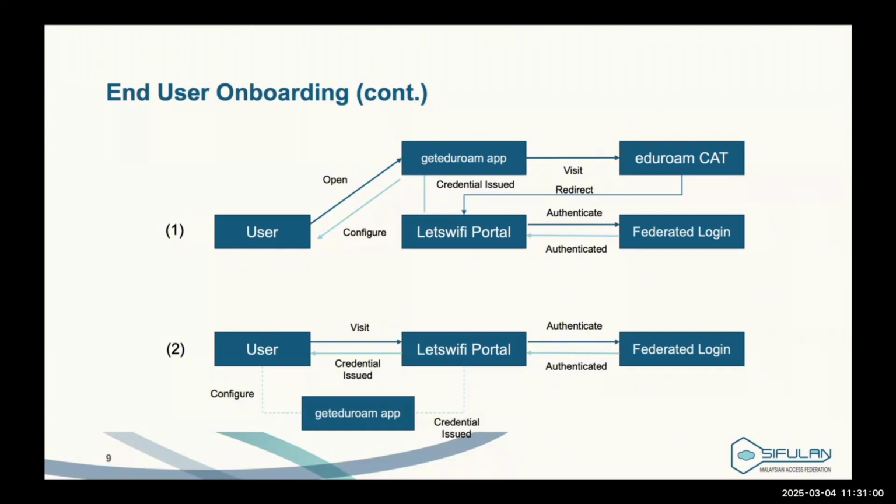Once the user is authenticated, the Let's Wi-Fi portal will issue the credential to the Get Eduroam app, and the Get Eduroam app will configure the user's device, and then the user can use the Eduroam service. This is for direct access using the Get Eduroam app. Otherwise, the user needs to visit the Let's Wi-Fi portal and authenticate themselves. Once authenticated, the credential will be issued either directly to the user, or they can use the credential issued by the Let's Wi-Fi portal and use the Get Eduroam app as a sideload to configure the device as well. The second case is if the NRO or the institution doesn't have access to the Eduroam CAT.